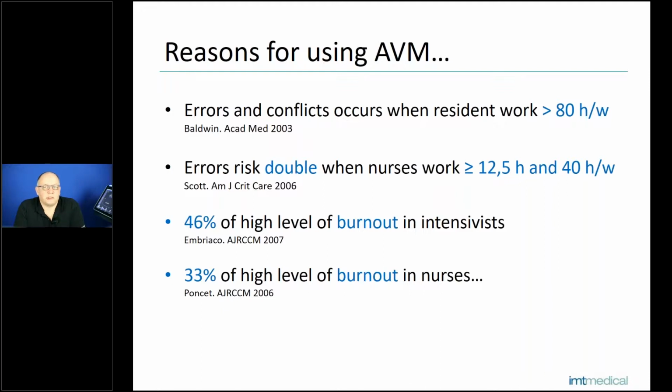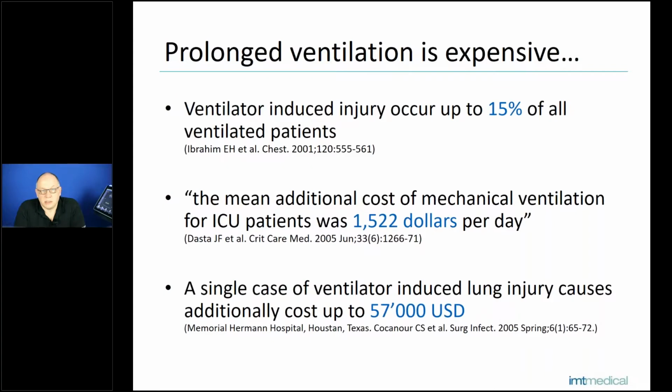Another reason is also that healthcare is getting more and more expensive, and you see also that 15% of all the patients ventilated end up with a ventilator-induced lung injury, and this causes additional costs, around an average $1,500 a day. Ventilator-induced lung injury is all around $57,000 a day. And so everything we try to do is more and more adaptation for the patients in our ventilators, and maybe reduce the number of errors, reduce the number of manual settings, and also maybe reduce the cost.